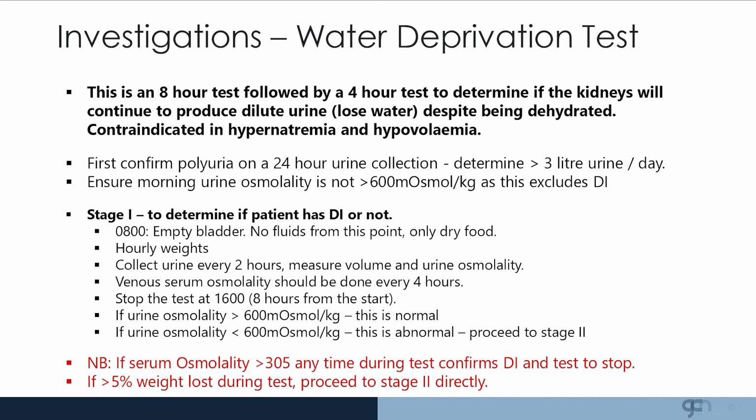If at any time the serum osmolality climbs to more than 305, this would confirm diabetes insipidus and the test can be stopped. Or if significant weight loss occurs, for example more than 5%, then you can go directly onto stage 2. This would imply that lots of urine is being passed.